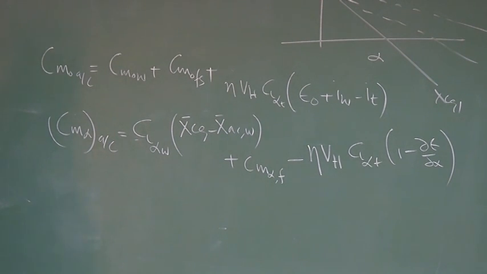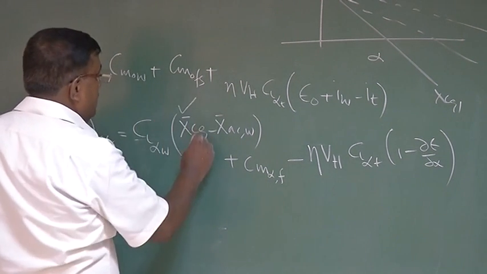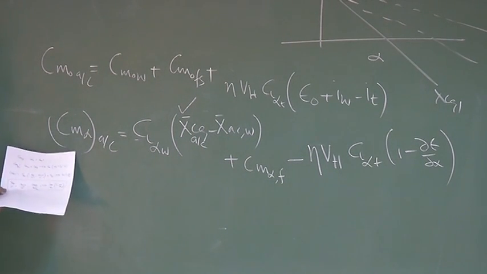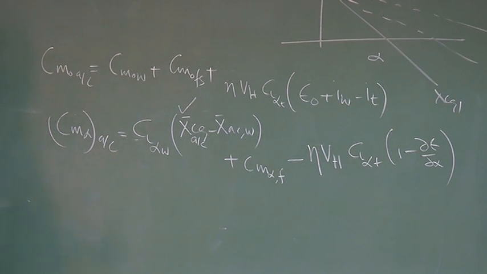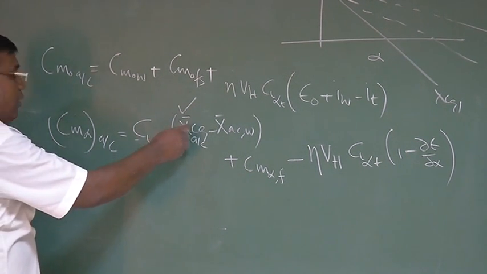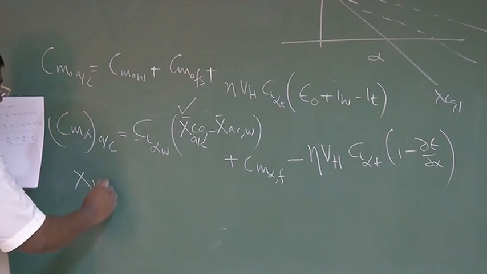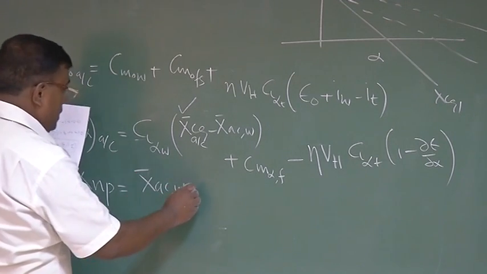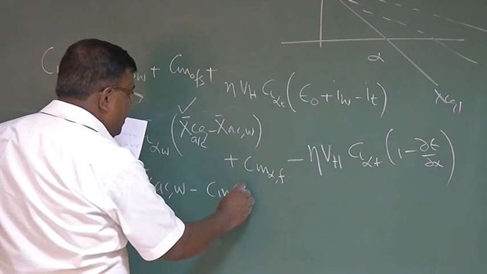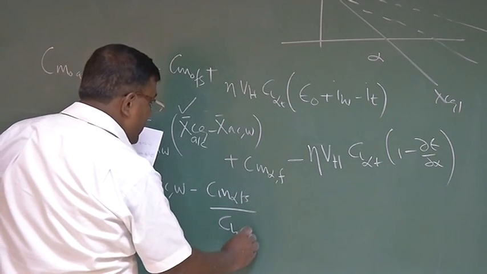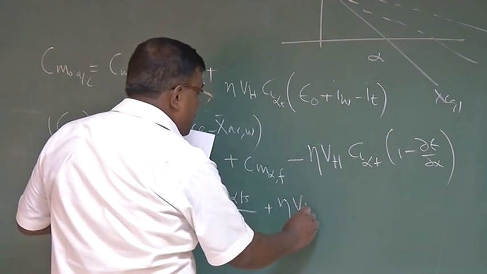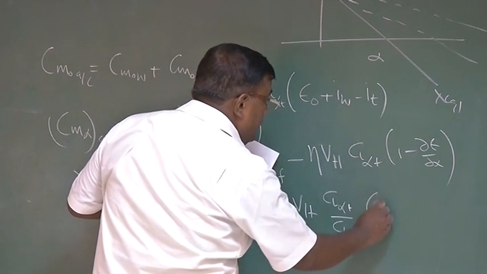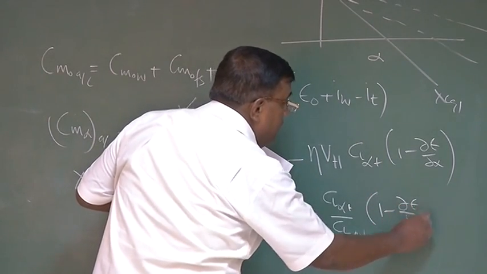What is our aim? We want to find what is that CG location of the aircraft where Cm alpha becomes 0. That is neutral point. So I can put Cm alpha equal to 0 and solve for xCG. So I'll get the expression of neutral point as xAC of the wing bar minus Cm alpha fuselage by CL alpha wing plus eta VH CL alpha tail by CL alpha wing into 1 minus d epsilon by d alpha.